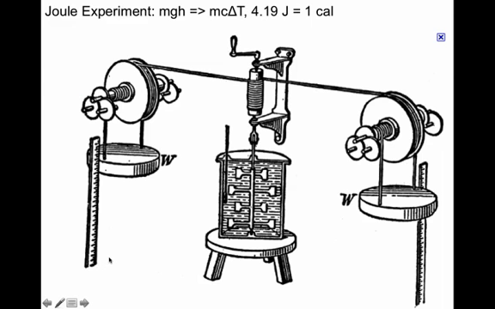The Joule experiment was very important in providing a way to compare mechanical energy, that is the energy released as these weights fell a certain distance, mgh, to thermal energy. How much this fall increased the temperature of the water. So we can compare then joules to calories and show that 1 calorie is 4.19 joules.